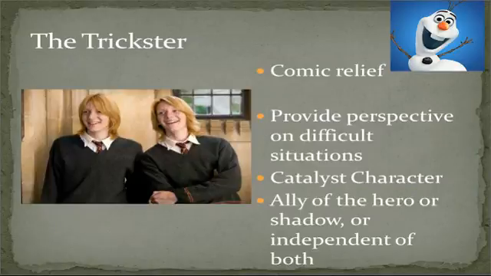Trickster's there for comic relief. I already said that, I think, but they provide perspective on difficult situations. When Anna goes through the worst part of Frozen, it's Olaf who's there to guide her through it. He's able to bring her to understand what's really going on in her life. A lot of times, tricksters are catalyst characters. They cause change, but nothing happens to them themselves. They could be an ally of the hero, they could be an ally of a shadow, or they could be independent of both, actually serving chaos itself as they move forward and continue to keep the story moving and changing.